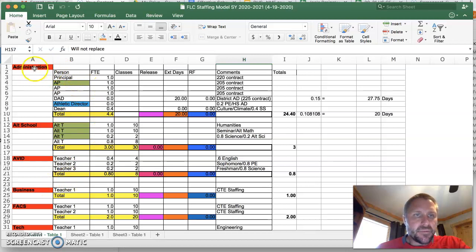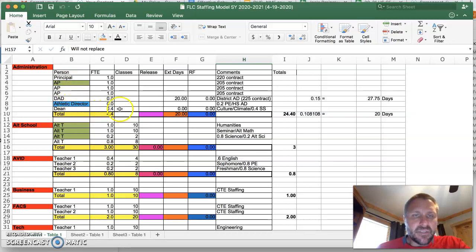So you can see in this particular example for you guys, I've got our administration. So you've got your principal. In this particular case, we're looking at potentially 3 assistant principals. We've got a district athletic director that you can see is not included because that allocation will come from another place. And we have the school site athletic director, which is also going to be allocated from a different space. But I also like to know who is my administrative team.